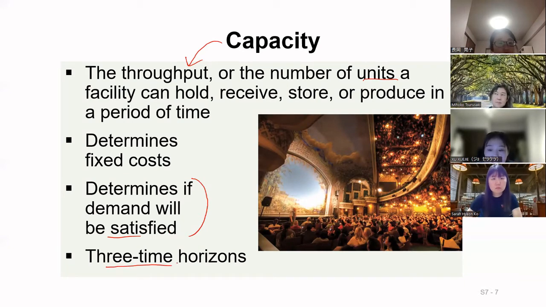In any planning, I think I've asked this question before. When we do planning, we have three time horizons. Do you still remember what the three time horizons are when we do any kind of forward planning? Anyone remember? Akiko. Short, middle, long. Right. Exactly. Short term, middle term, and long term.